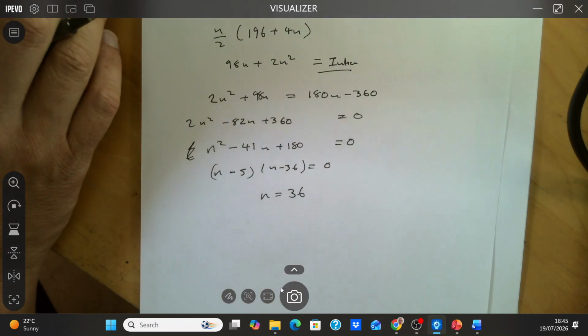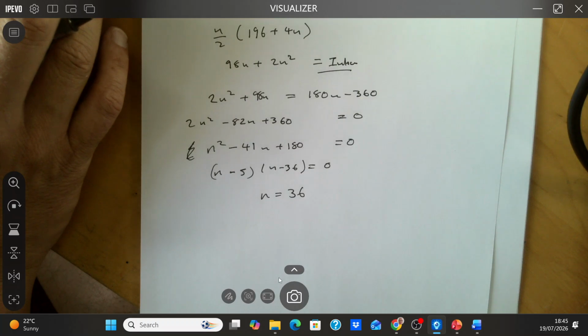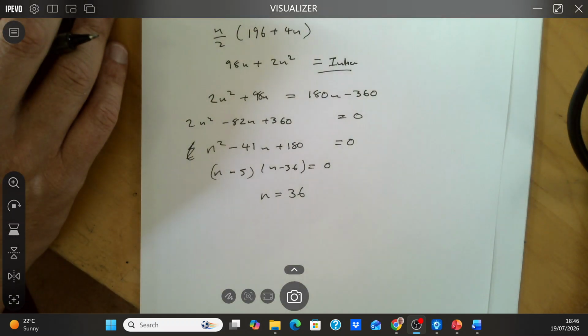36. Brilliant. Thank you. Now remember to go and look at the other questions on the website to make sure you can master this and practice it.